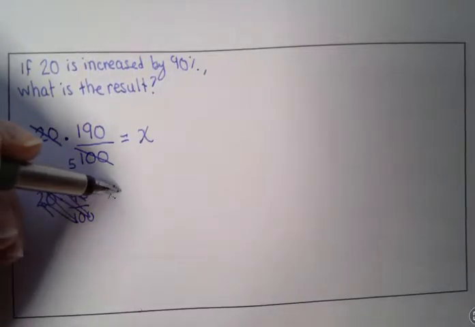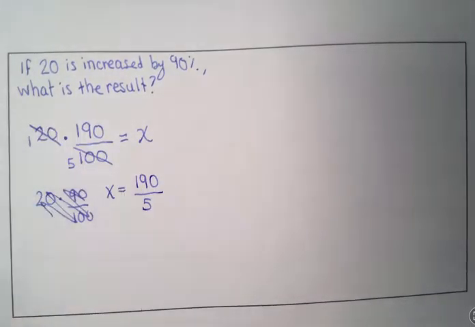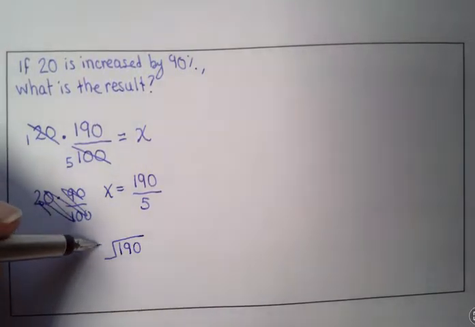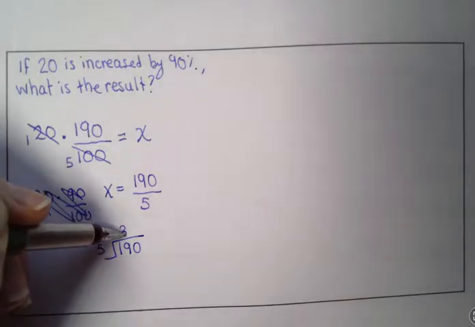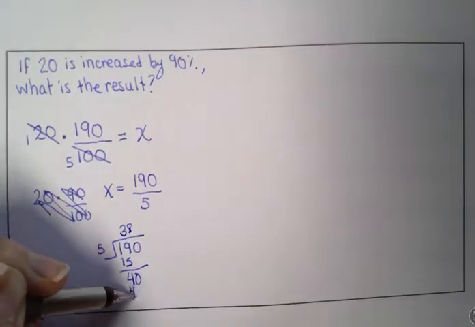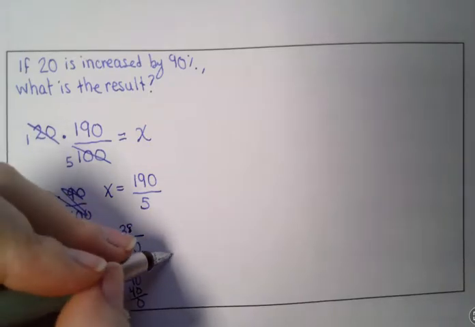X equals 190 over 5. And since 190 is also divisible by 5, we can figure out what that is. 5 times 3 is 15, there's 4 left over, and then 5 times 8 is 40. And so our answer would be 38 in this case. X equals 38.